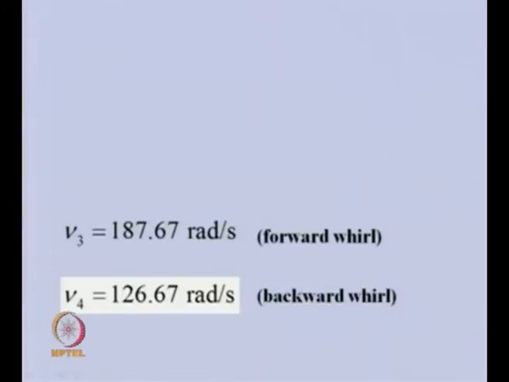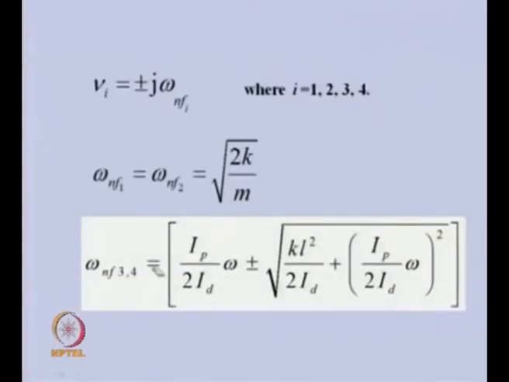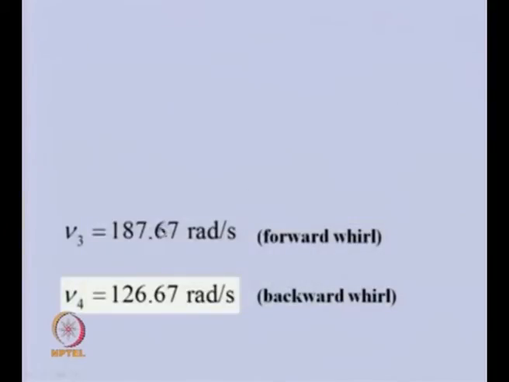So, if you substitute various values for 10,000 RPM, especially in the second and third equations, we are able to get the third and fourth natural frequencies like this. Now, we will take another example in which we will be considering coupling in a more general form.